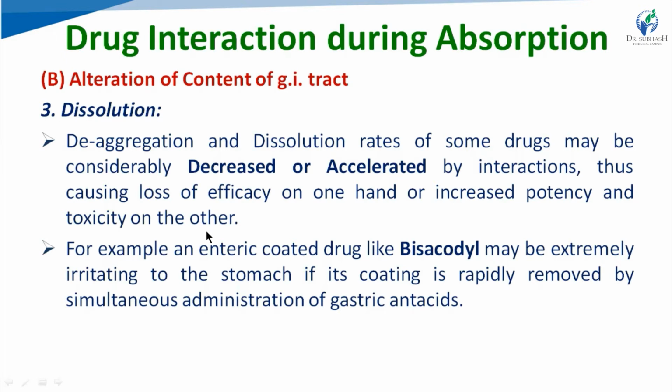and in this condition there might be chances of toxicity also. For example, an enteric coated drug like bisacodyl. Bisacodyl is also a purgative. So here the enteric coated drug like bisacodyl may be extremely irritating to the stomach if its coating is rapidly removed by the simultaneous administration of a gastric antacid. देखिए यहाँ पे bisacodyl is a purgative drug and it is available in an enteric coated tablet. In normal case, the tablet remains intact in the acidic fluid of the stomach and it will be dissolved in the basic environment of the intestine.